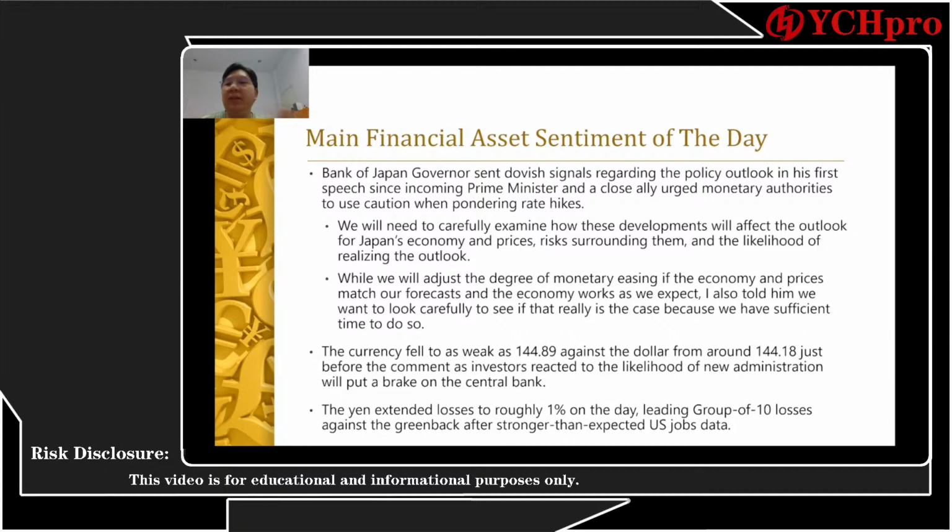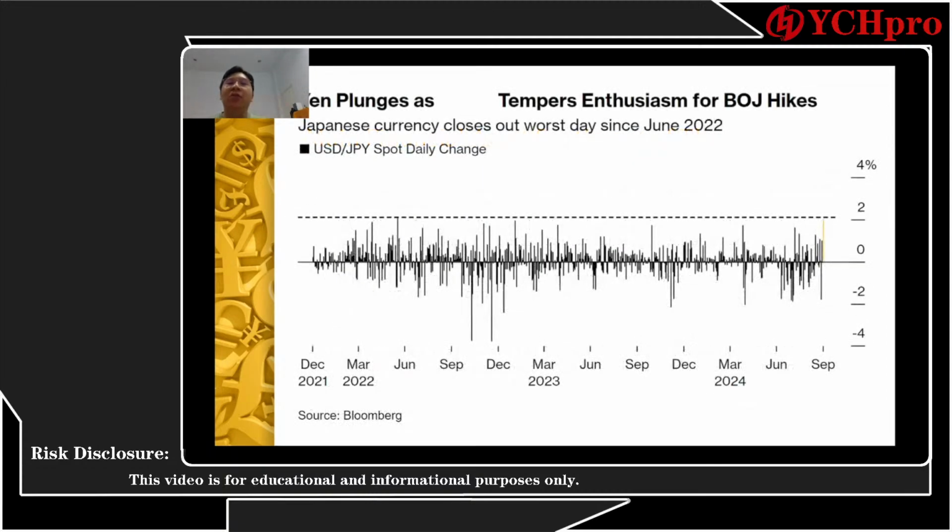And as a result of these three members of the government on the Japan side, the currency fell as weak as 144.89 yen against the dollar, from around 144.18 before the comments, and investors reacted to the likelihood that the interest rate hike will be slowing down, guys. Okay, so that's the reason right now we are seeing weakness on the Japanese yen side, and we are seeing that the US dollar is currently going strong with the Middle East escalations, and that definitely helped to push up the US dollar itself.